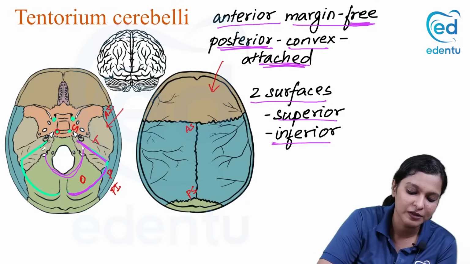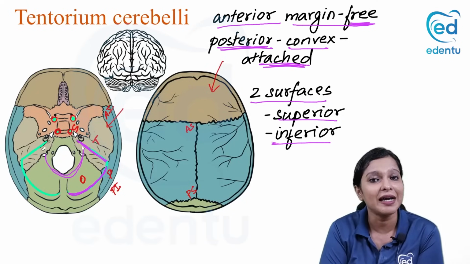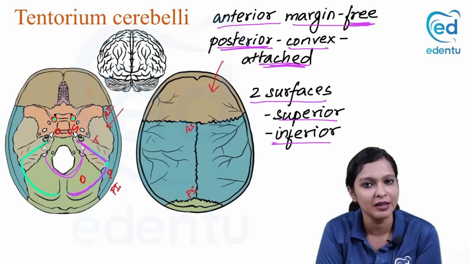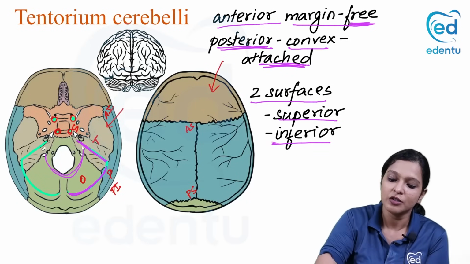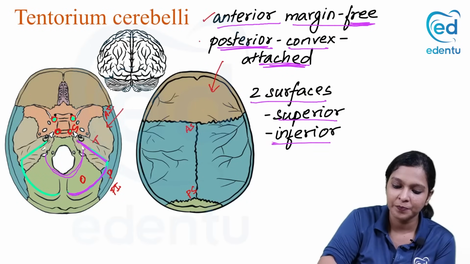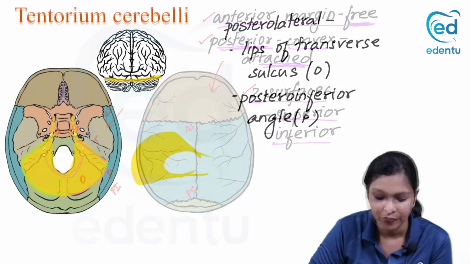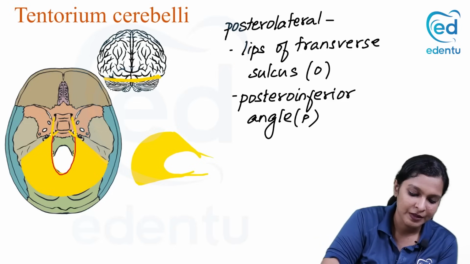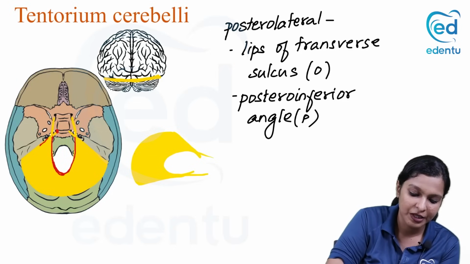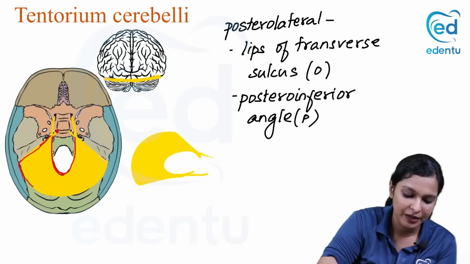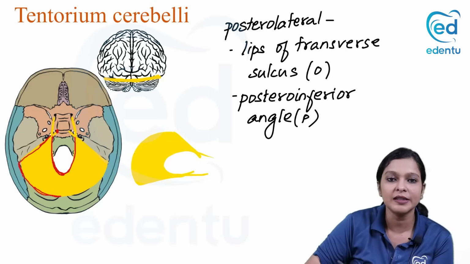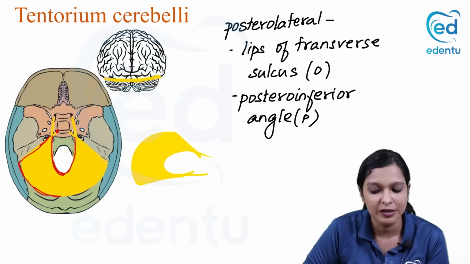There are four processes, no? Anterior clinoid process and posterior clinoid process. This attached border is attached to the posterior clinoid process. So we've seen the anterior margin, that is free. We'll see in the image. Posterior margin, two surfaces. So this you can see here, no? This is the anterior margin. It is free, whereas the posterior clinoid process, petrous part, posteroinferior angle and the transverse sulcus, all of this is the attachment of the posterior margin.